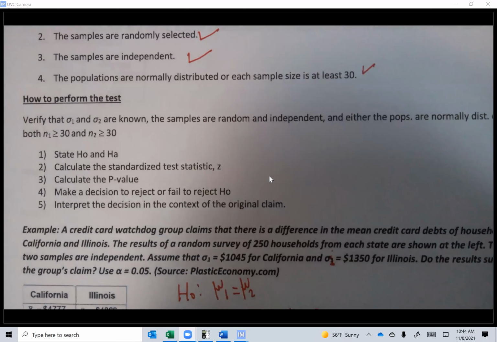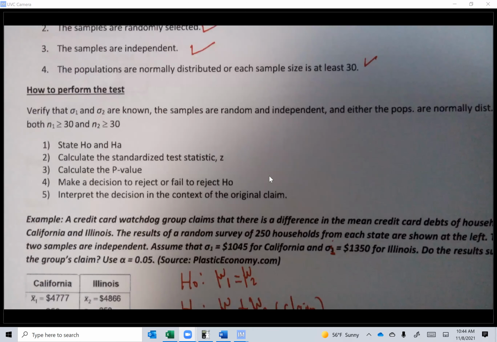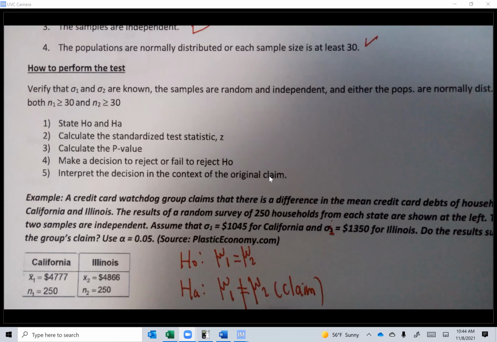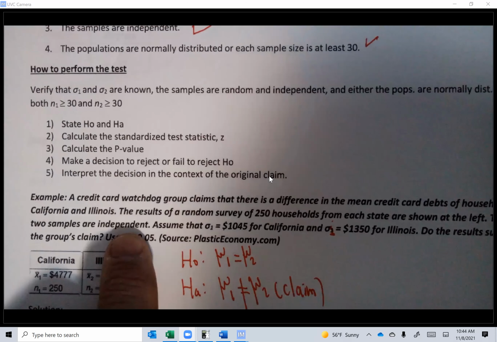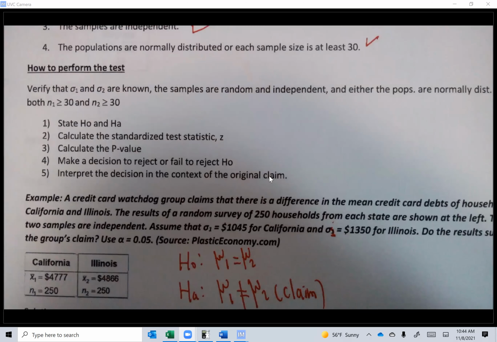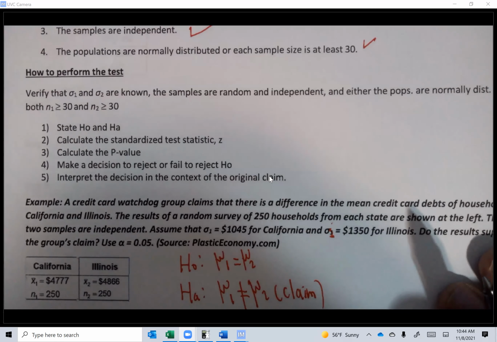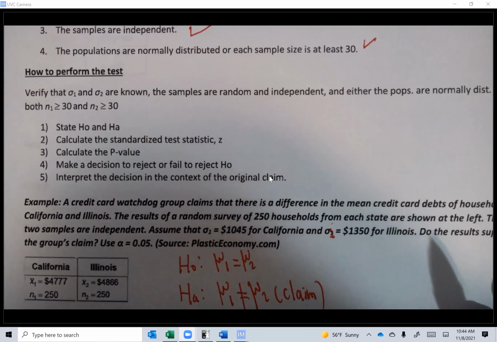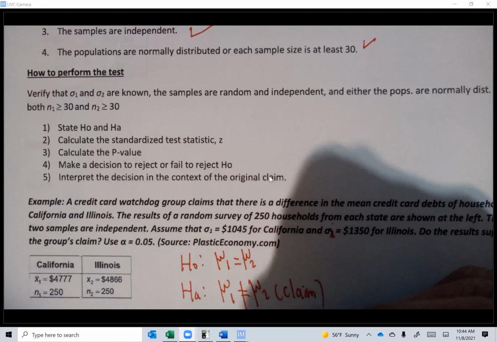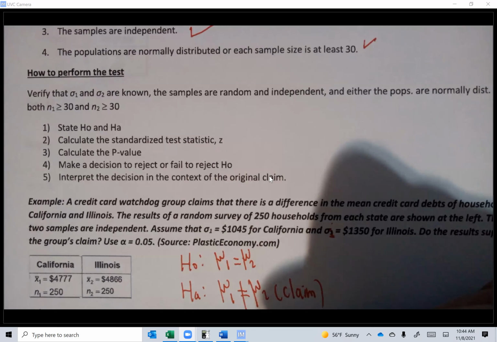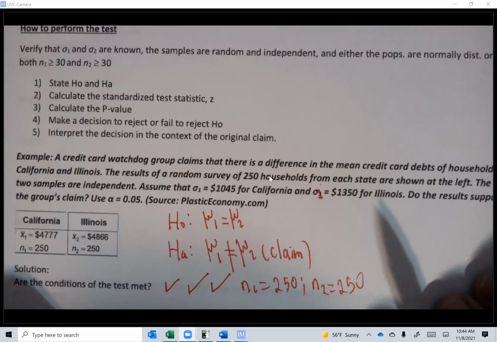That's number 2, checked. Then he says independent samples. Does it say anywhere, guys, that the samples are independent? I think you can see it, guys. Yep. And the populations are normally distributed, or each sample is at least 30. Well, we have 250, so we're good. We don't care if the population is normally distributed or not. We have a large sample size. So all conditions are met.